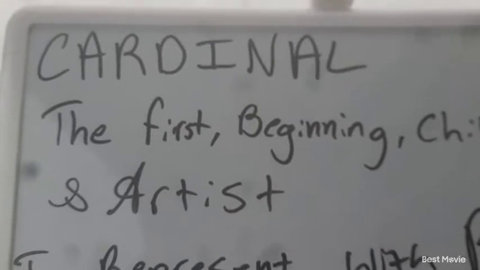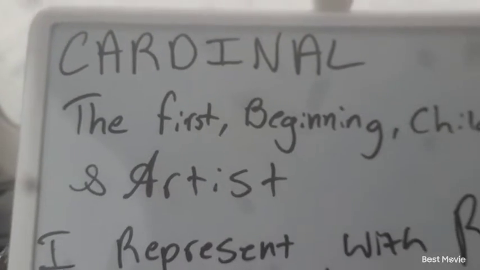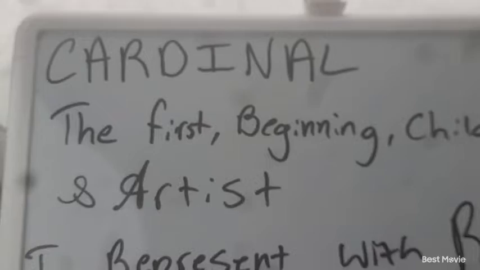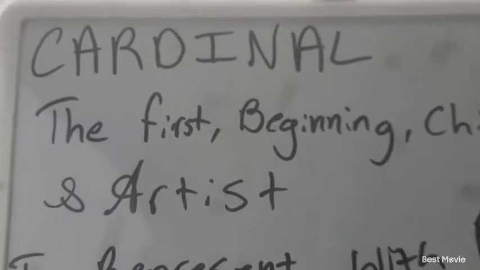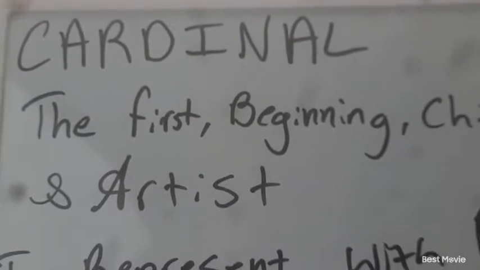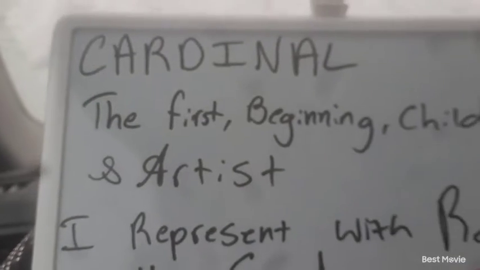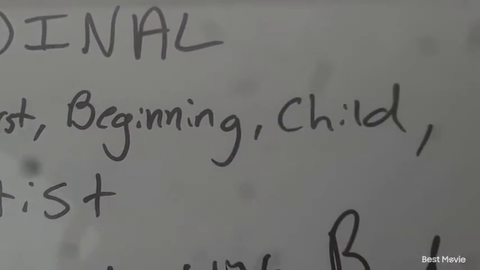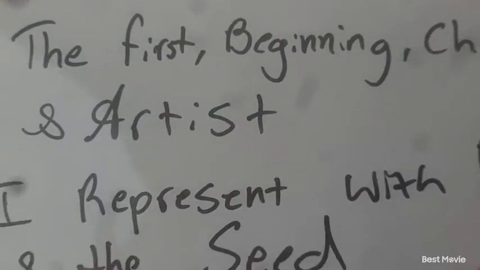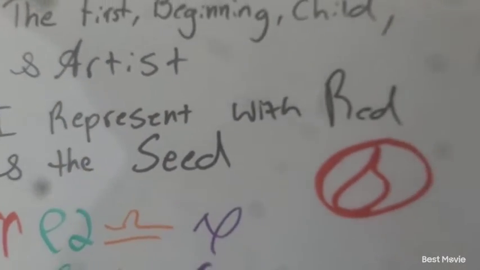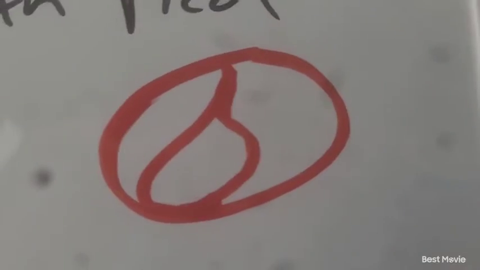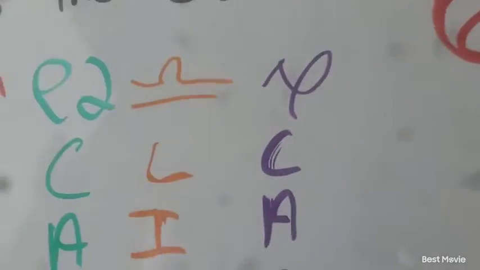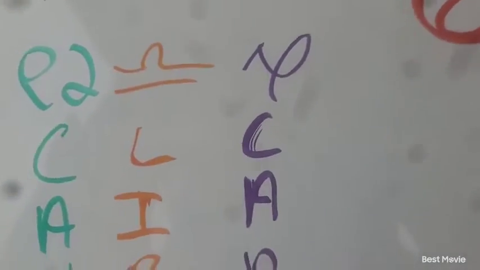All right, so cardinal is the first of the modalities. The modalities are a trinity, a three-part system. So cardinal is the first. It's the beginning, it's the child, and it's the artist. I represent it with red and the seed, since all a child knows is what's in his own mind.